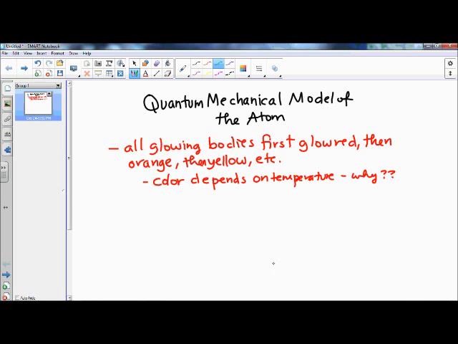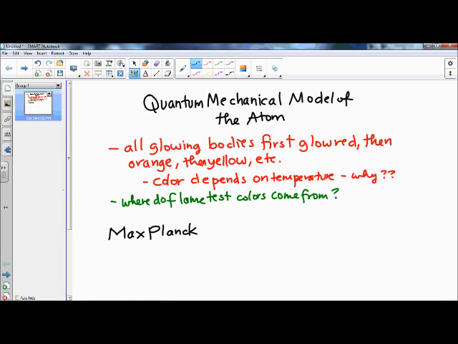Okay, so another question that we have is, where do these colors come from? Why do the different elements burn in different colors? A man named Max Planck, a German scientist, theorized that there was a relationship because colors have a specific wavelength.